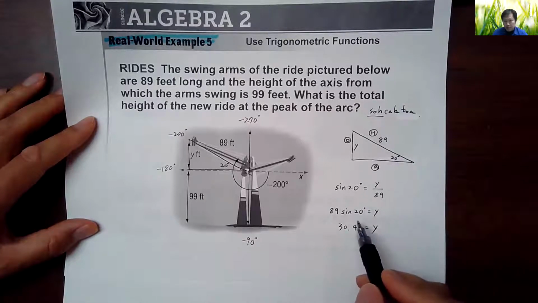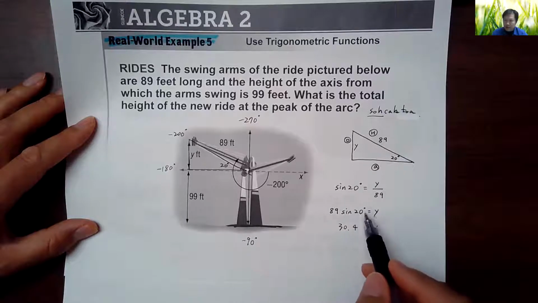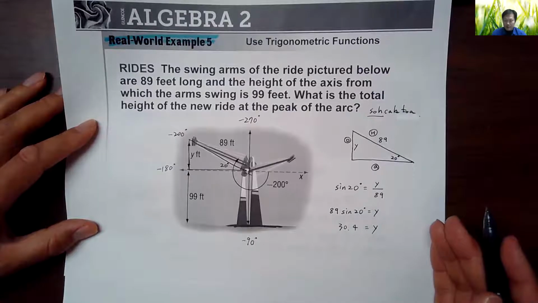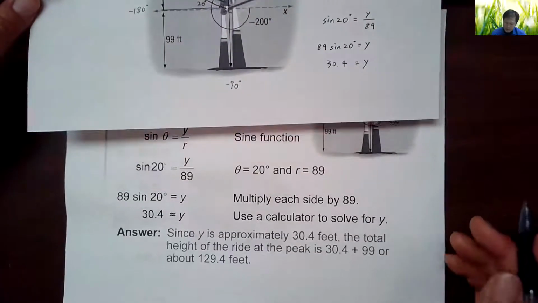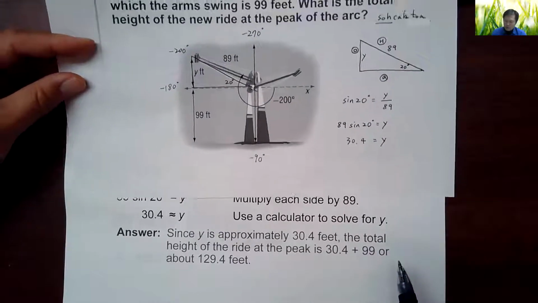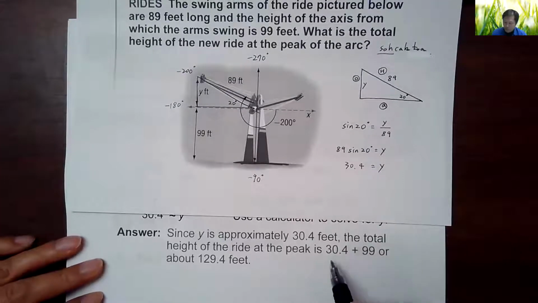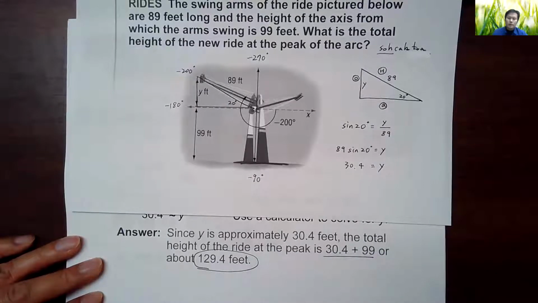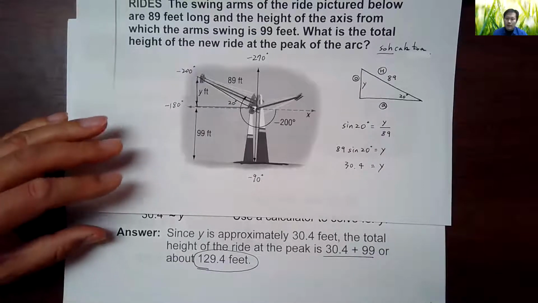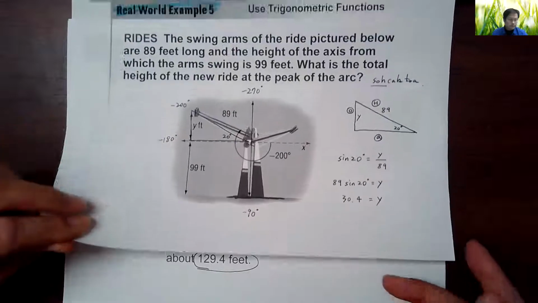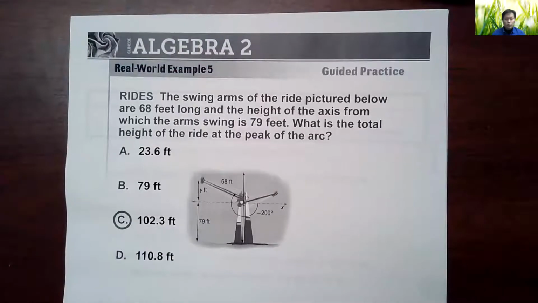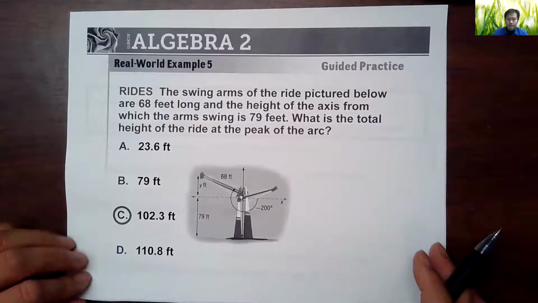When you type into the calculator, make sure your angle mode in the calculator is degree, not radian. Otherwise, you get a different answer. So you add 30.4 plus 99 to get the total height, which is 129.4 feet. That would be your final answer. You should try this question by yourself.